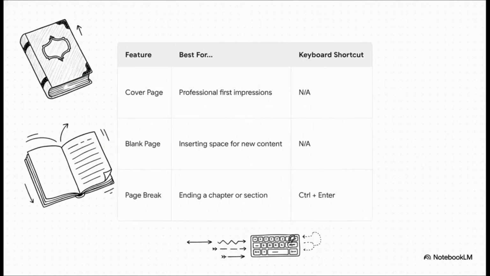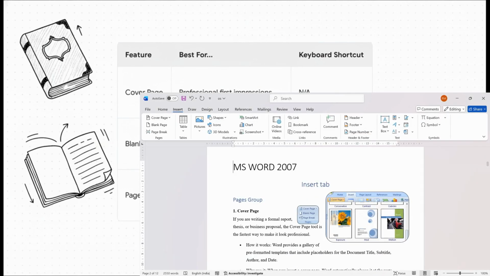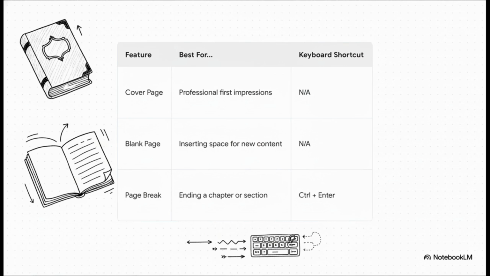Let's quickly break down the tools you'll find in that Pages group. You've got your cover page, which is fantastic for giving reports and books a professional first impression. You have the blank page option, perfect for just inserting some empty space right in the middle of a document. And then there's our friend, the page break, for ending a chapter or section cleanly. And here's a pro tip you'll use constantly. The shortcut for a page break is just Control plus Enter.